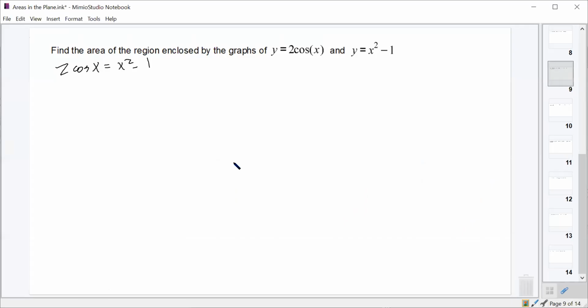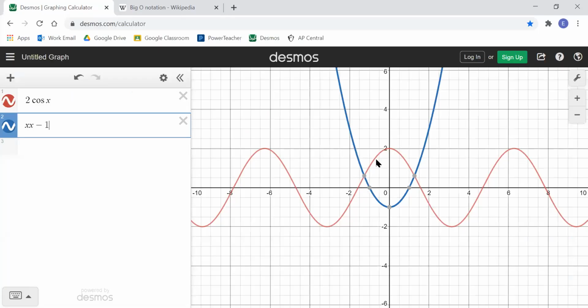So if this was the AP test, you'd just write 2 cosine x equals x squared minus 1, and then you'd say that that happens at x equals plus or minus 1.265. And in order to find the area of that region, then all we have to do is integrate from negative 1.265 to positive 1.265 of the upper function minus the lower function. And so if we look at the graph again, the upper function is clearly the cosine function, right? Everywhere from negative 1.265 to positive 1.265. That'll be 2 cosine x minus (x squared minus 1).